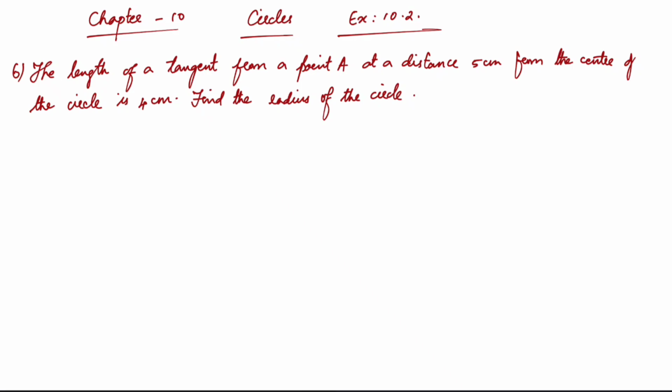Today let us see the sixth question of exercise 10.2. The length of a tangent from point A at a distance 5 cm from the center of the circle is 4 cm. Find the radius of the circle. Let us draw the diagram.